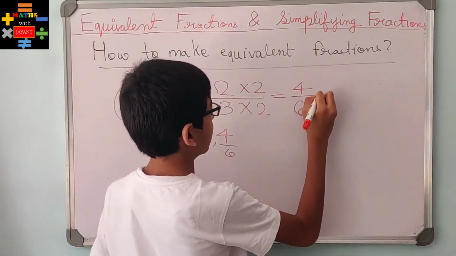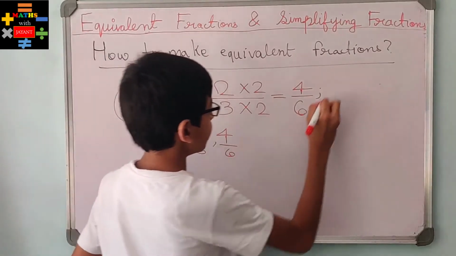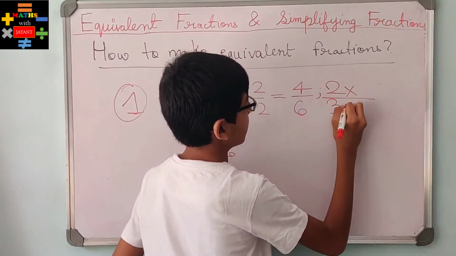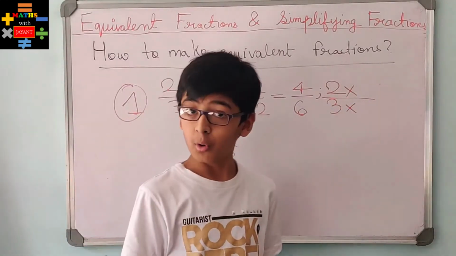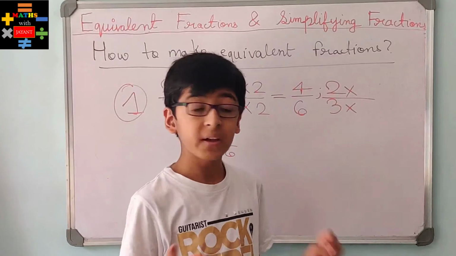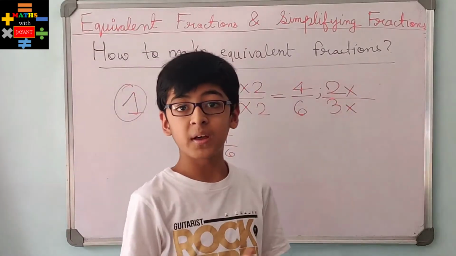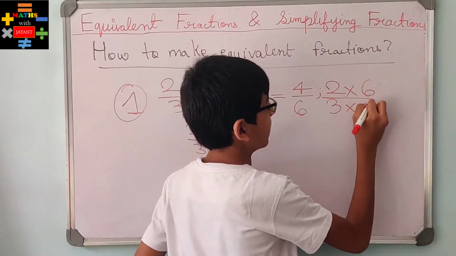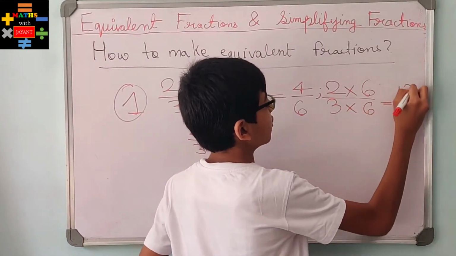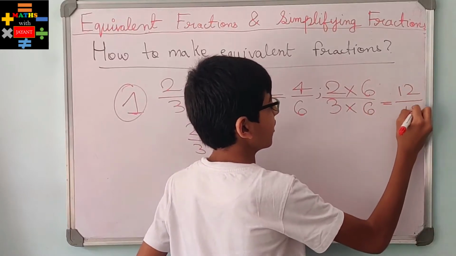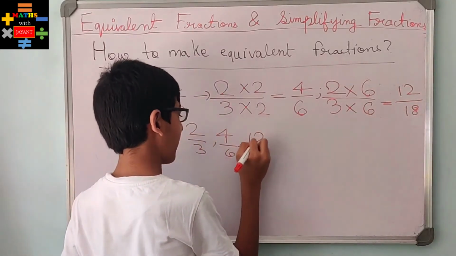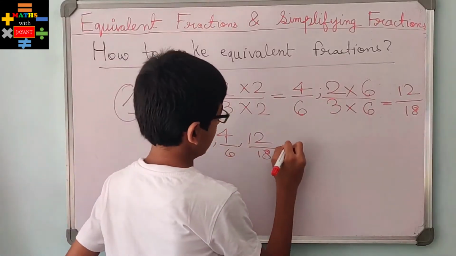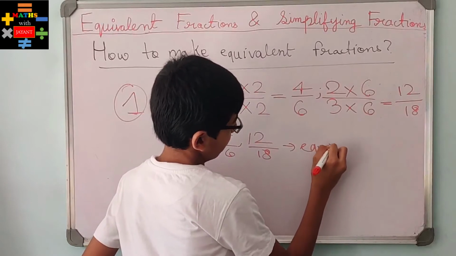We can find one more equivalent fraction. Let's take 2 by 3, we can multiply both by 4 or by 5. You can multiply by anything as long as you multiply the same number to both. Let me multiply 6 over here. So 2 into 6 is 12, 3 into 6 is 18. So we have got 12 by 18. So all these 3 are equivalent fractions.